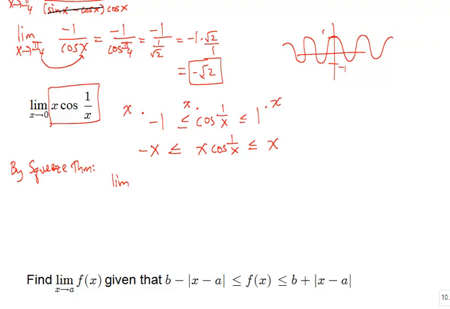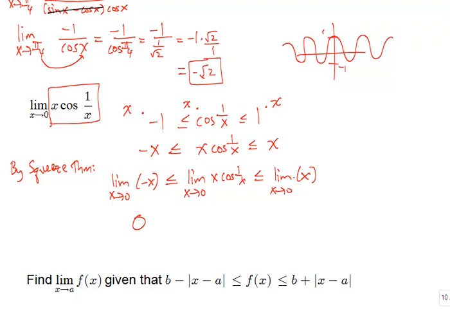the limit as x approaches 0 of this left function has to be less than or equal to the limit as x goes to 0 of this middle function, which has to be less than or equal to the limit as x goes to 0 of the right function. The one in the middle should be the one you're trying to find. The other two should be ones you should be able to figure out, and these I can just figure out by direct substitution. If I plug in 0, I'm going to get -0, the opposite of 0, which is still 0.